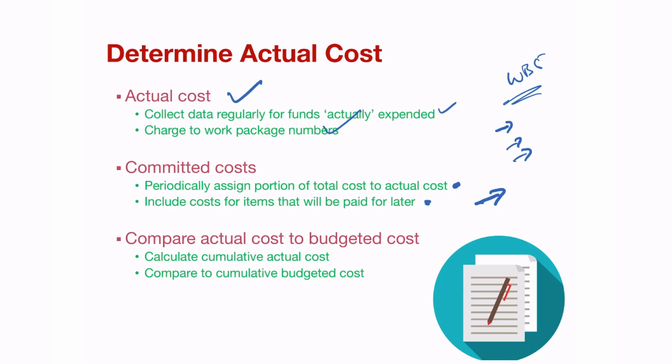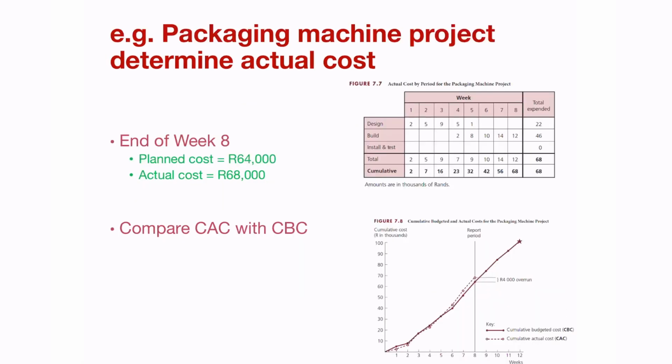The next step is to continually compare the actual cost to the budgeted cost. Calculate the cumulative actual cost regularly and then compare that to the cumulative budgeted cost. So let's have a look and see what that looks like. By the end of week 8, as a point in time, this particular project is a 12-week project, which is the packaging machine project. At the end of week 8, we plan to only have spent 64,000, but we actually spent 68,000. So there's a variance of 4,000 difference.